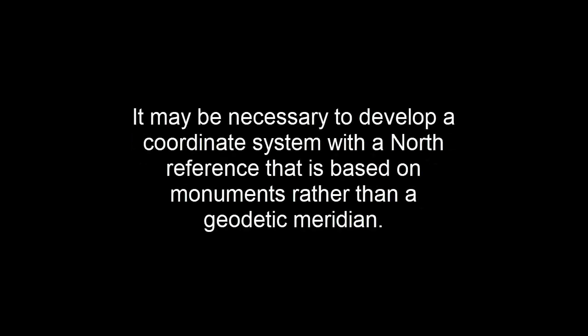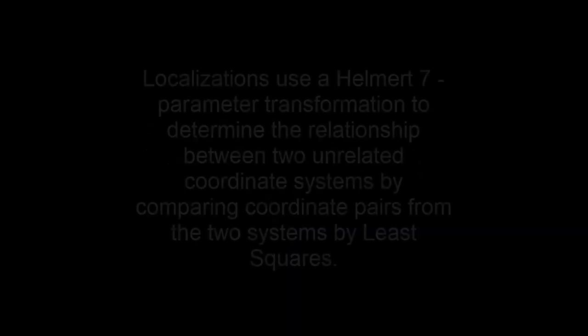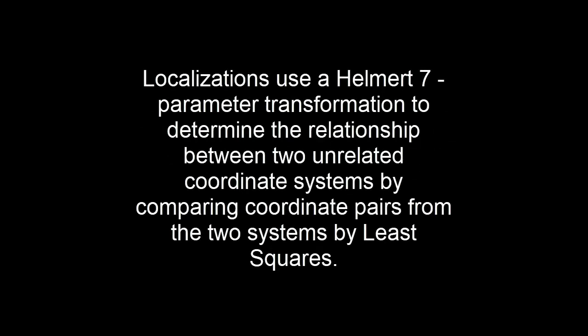It may be necessary to develop a coordinate system with a north reference that is based on monuments rather than some geodetic meridian. Localizations use a Helmert 7-parameter transformation to determine the relationship between two unrelated coordinate systems by comparing coordinate pairs from the two systems by least squares.